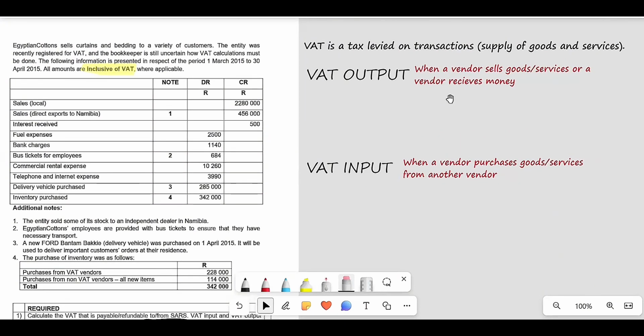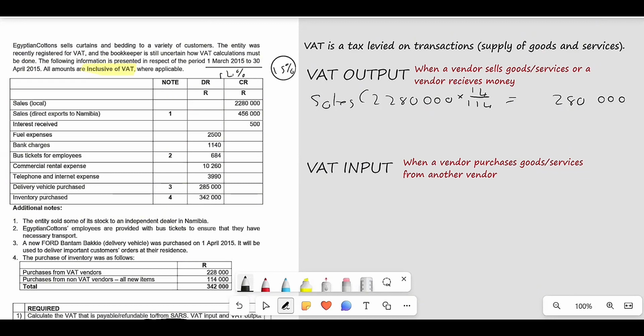Okay, now let's start. When you make a sale, it has to trigger VAT output because now you're selling goods to someone, right? So sales, VAT output. It would be 2,280,000 times 14 over 114. The reason I'm using 14% is because the period from 1 March 2015 to 30 April 2015 was when VAT was still 14% and not 15%, right? So 2,280,000 times 14 over 114 would give you an amount of 280,000.